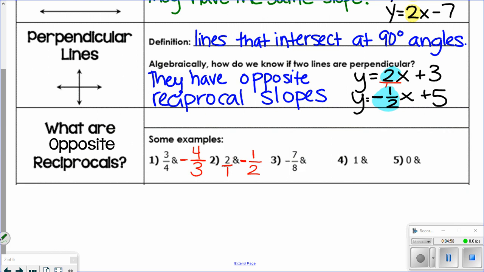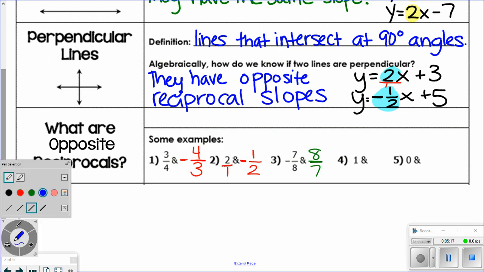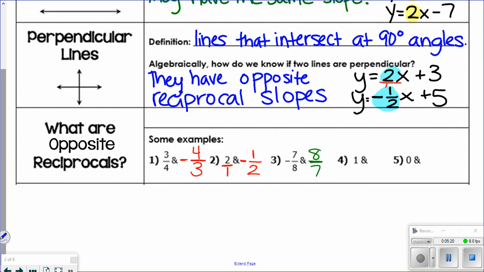This one is a -7/8. The new one has to be positive. 8 comes upstairs, 7 moves downstairs. If this is a positive 1, the new slope would have to be a negative 1 over 1. So this would also be 1 over 1, which could just reduce to just a negative 1. So you can write it whatever makes sense to you.